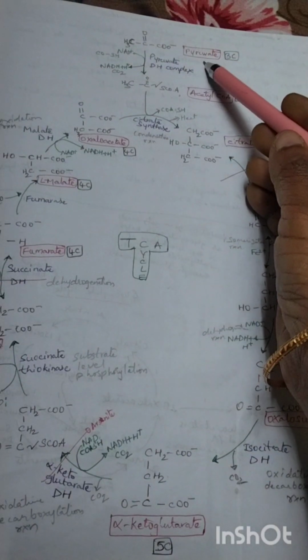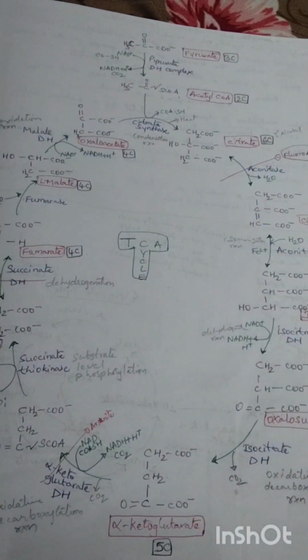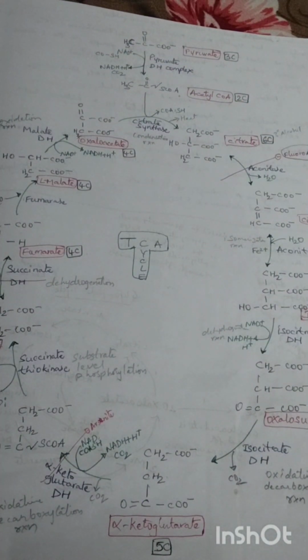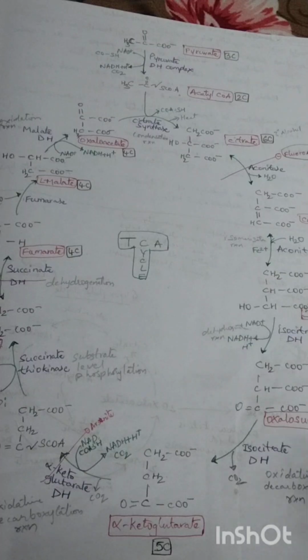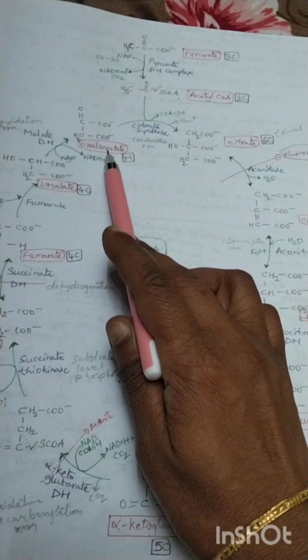Pyruvate derived from glycolysis is oxidatively decarboxylated to acetyl-CoA by the pyruvate dehydrogenase complex. All the enzymes of the citric acid cycle are located inside the mitochondria except succinate dehydrogenase, which is partially embedded in the inner mitochondrial membrane. Oxaloacetate acts as a catalyst which enters the reaction, causes complete oxidation of acetyl-CoA to carbon dioxide, and comes out of it without any change.